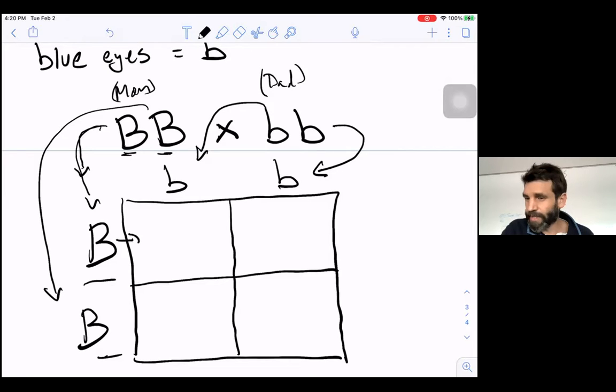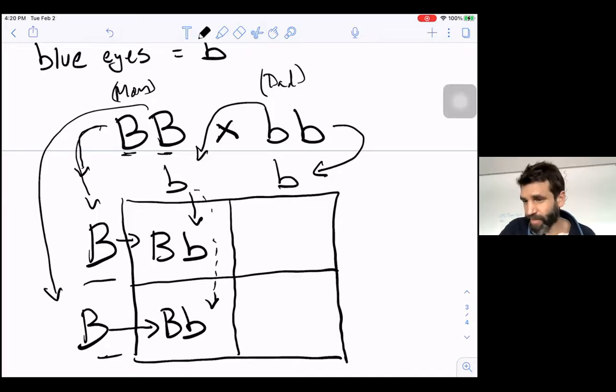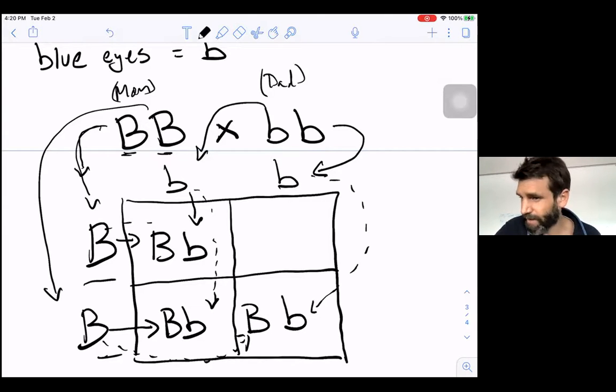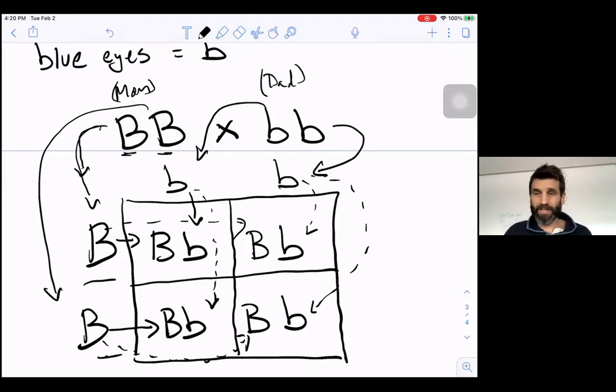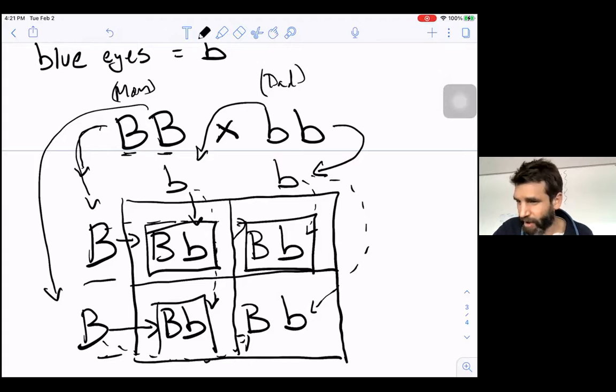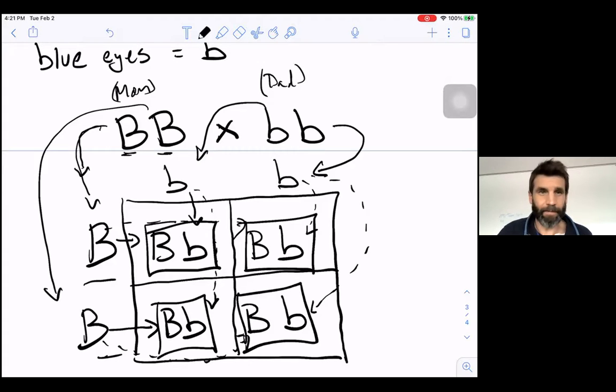And then what we do is we just bring these together into these boxes here, and this gives us the possibilities of what the offspring would be. So this big B goes here. This little b goes here. And this big B goes here. And this little b goes here. So in this case, it's pretty straightforward. All of the offspring are going to have brown eyes, and they are going to be heterozygotes.